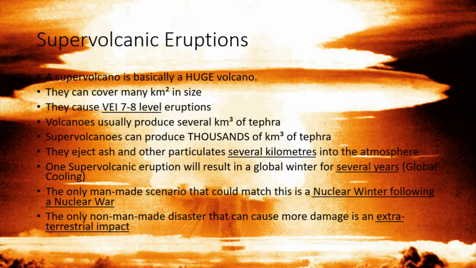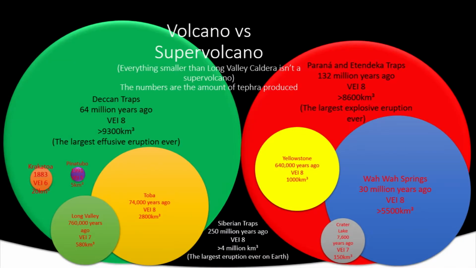And one supervolcanic eruption will create a global winter that will last for several years, global cooling, because of all the particulates put up into the atmosphere. The only scenario that could match this is a nuclear winter following a nuclear war. Supervolcanoes are the most damaging natural disaster on the planet. The only thing that can beat them, that isn't man-made, is an extraterrestrial impact. Only a meteor could cause more damage than a supervolcanic eruption. That's how big they are.